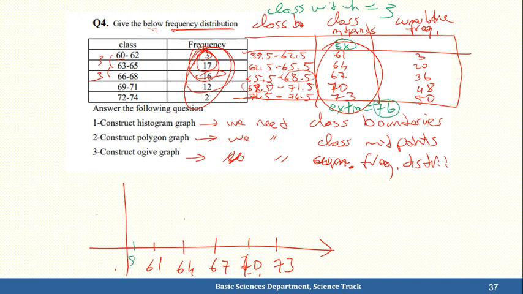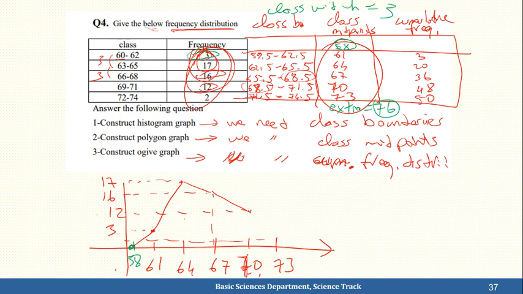So we start from 58 here, and at 58 it's 0, and then at 61 it goes to 3, and then at 64 it goes to 17, and then 67, 16, and then 12, and then 73, it goes up to 2, and then it will go to 0 at 76. So these are the extras we have for the frequency polygon. You remember them? This is the frequency polygon graph.